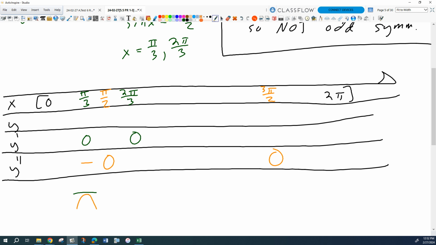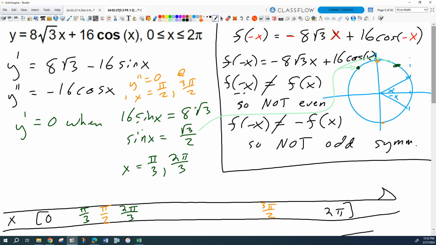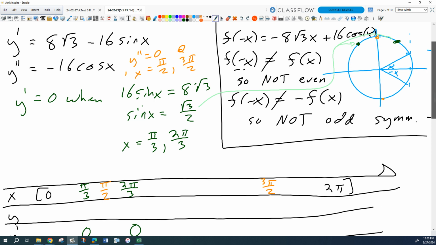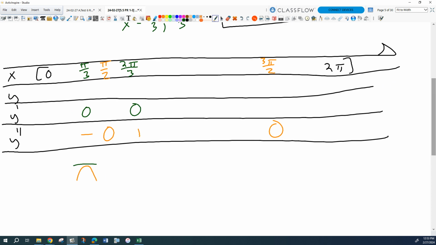2 pi thirds. Yeah, 2/3 pi. That's over in quadrant 2. Cosine's negative times negative 16 gives us positive. So we have a point. Okay, so that's positive, so we know we're going to get a minimum, right? It also tells us what about x equals pi halves? Point of inflection. That's an inflection point. Look at that. We got a lot done with 2 little points.